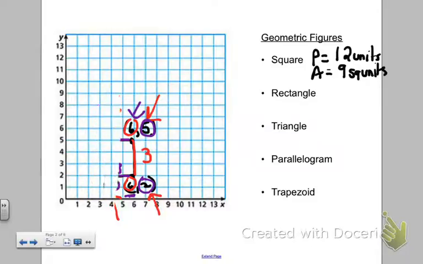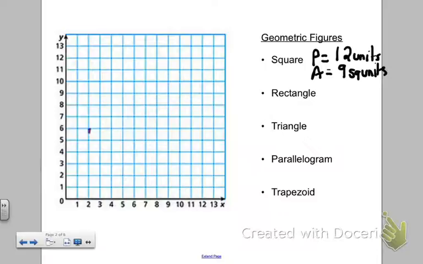Let's take a look at that same idea, but with a rectangle. Let's see, I'll put the rectangle right here. Obviously, it has a length of 4 and it has a width of 2. So we know that our perimeter, if we add up all the sides, would give you 12. And if you were to multiply length times width, you would get 8. So 12 units for the perimeter, 8 square units for the area.